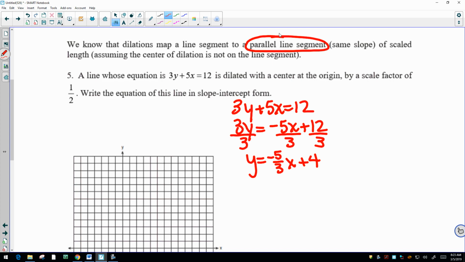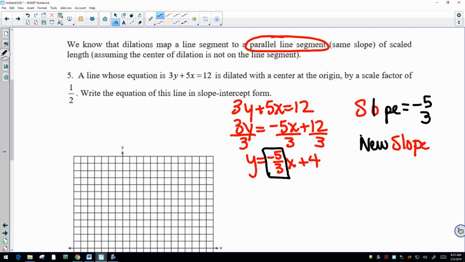Okay, so things that I could pick out from here. From here, I know that -5/3, that's my slope. So the slope of this line is -5/3. Since we just set up above, if I'm going to do a dilation, it has to be parallel. So I know my new slope has to be the same thing, and it's still going to be a -5/3. So that's something we want to keep in mind. Your new slope is the same as your original slope.